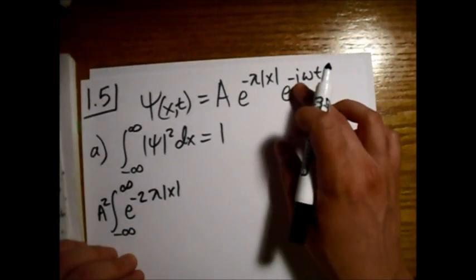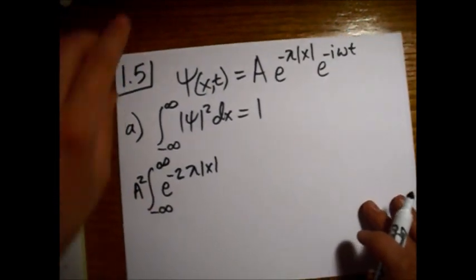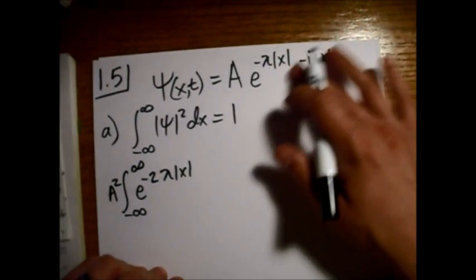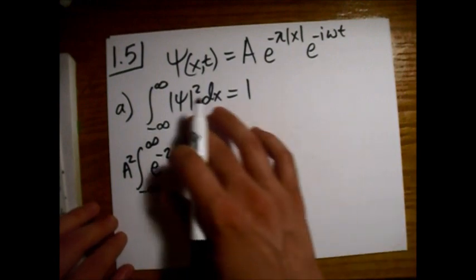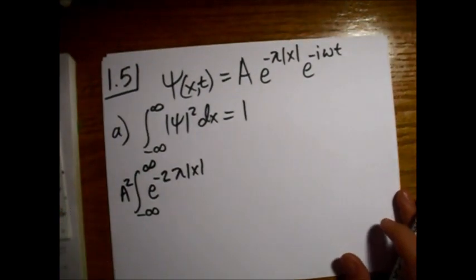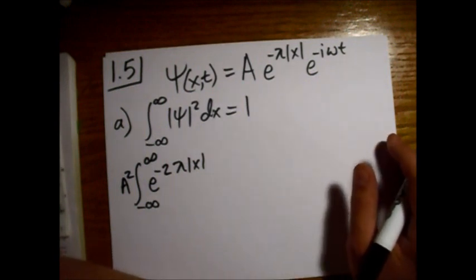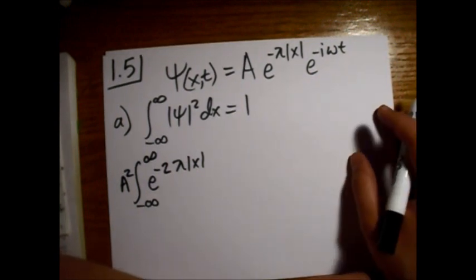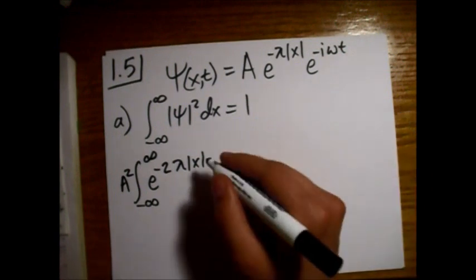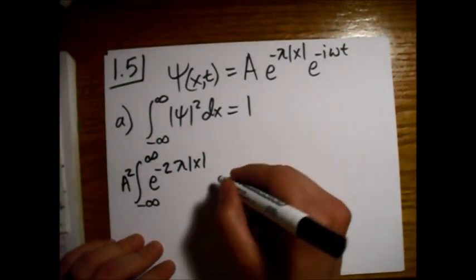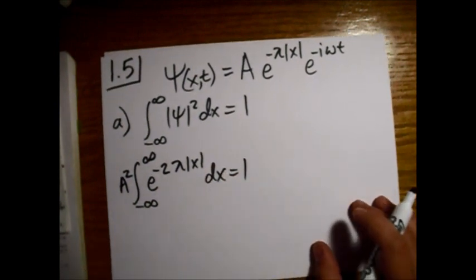We'll have an e to the i omega t and an e to the minus i omega t, and those will drop out. So these phases don't matter at all once you actually take the square of this wave function. They all go away. Alright, so this is going to be equal to 1.